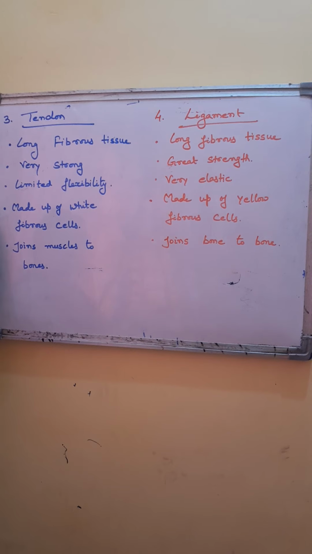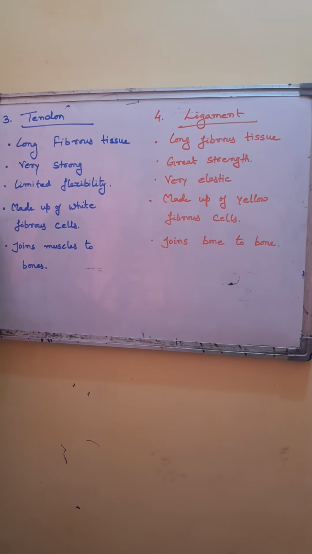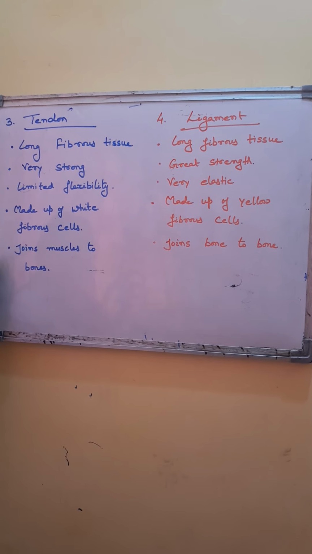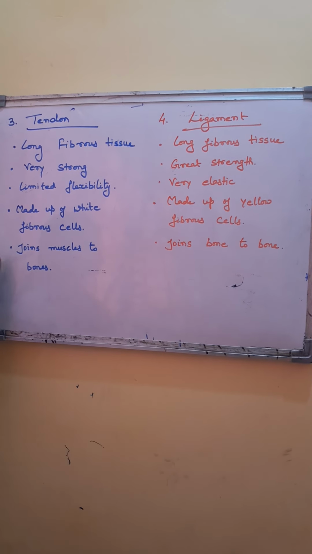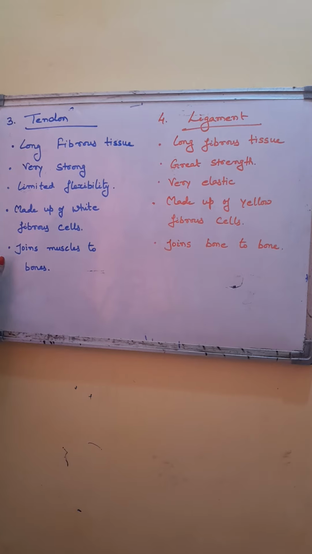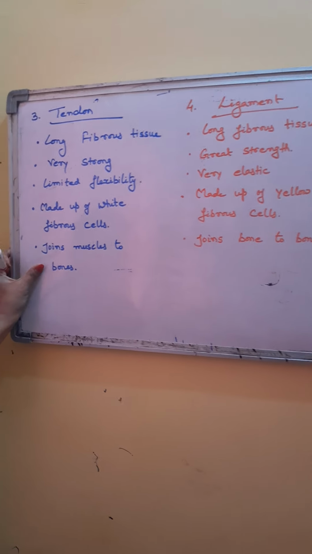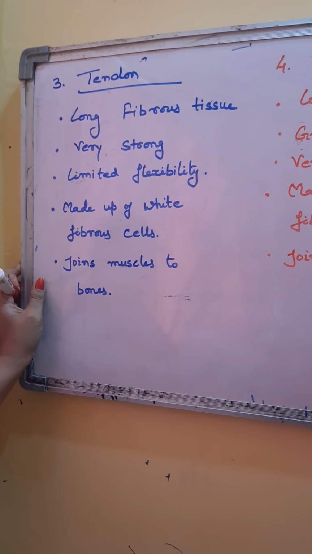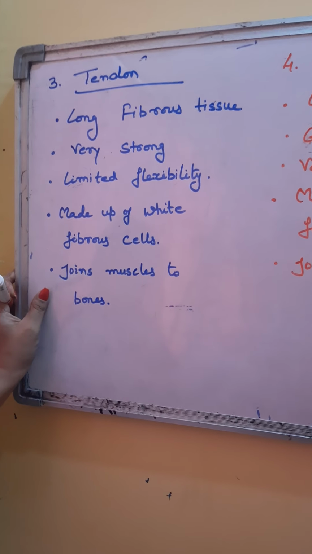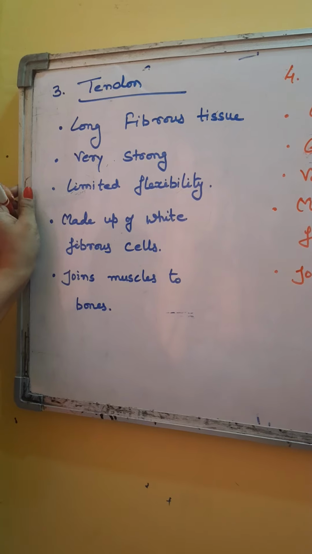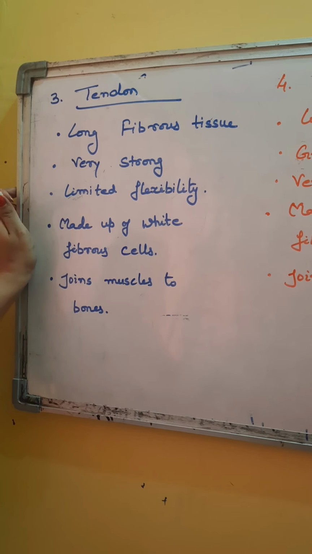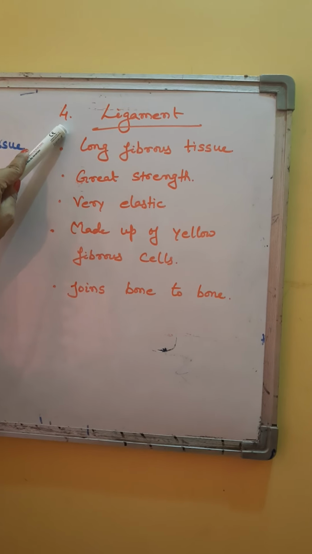These are made up of white fibrous cells and the basic function of tendon is that it joins muscle to bone. So the function of tendon tissue is that it connects muscle to bone. Since there is no need of movement between muscle and bone, it has limited flexibility and is very strong. The next tissue is called ligament.